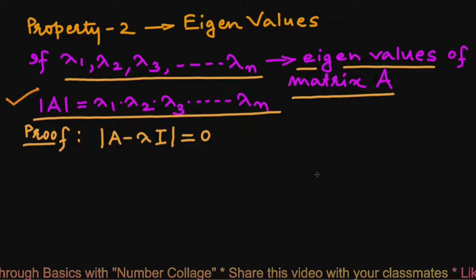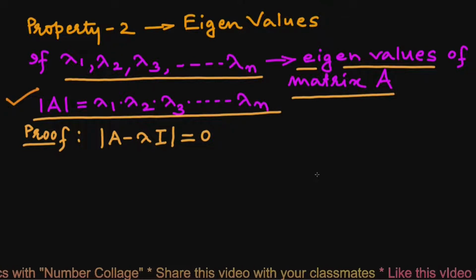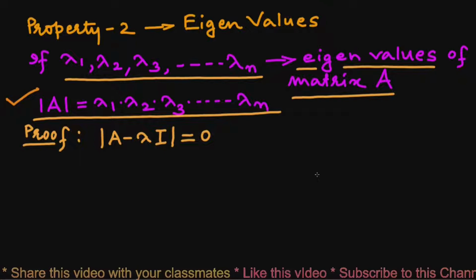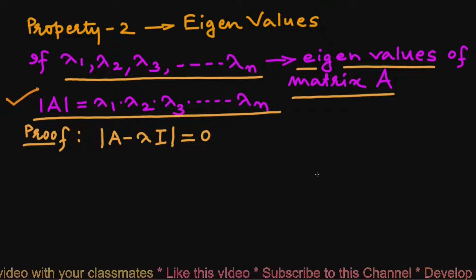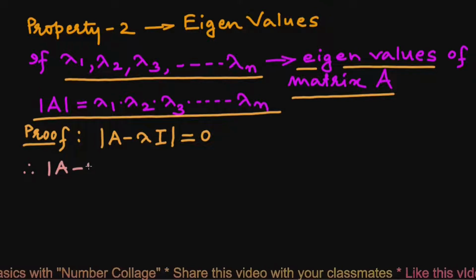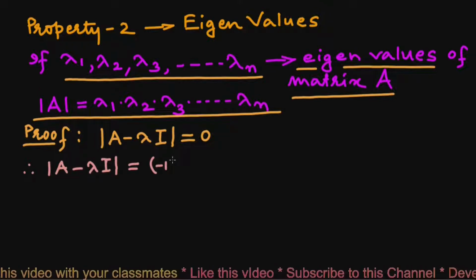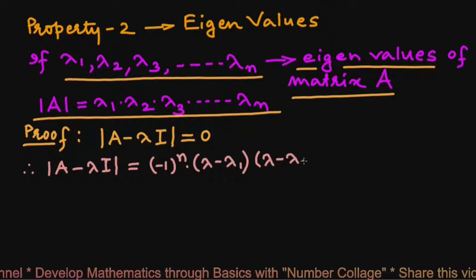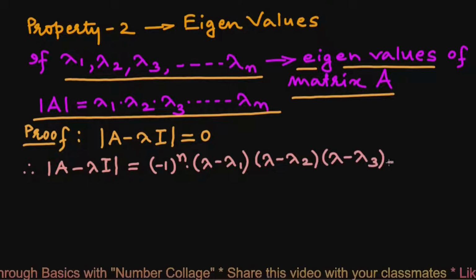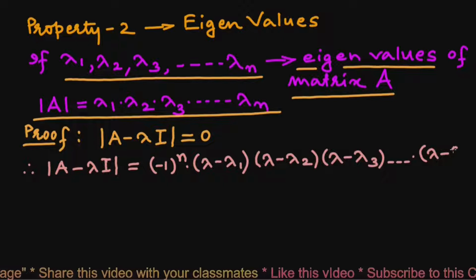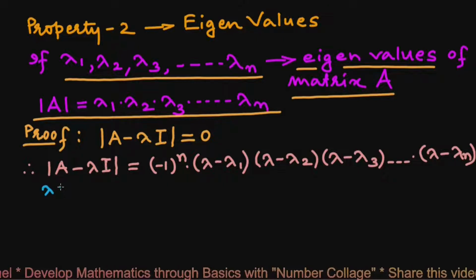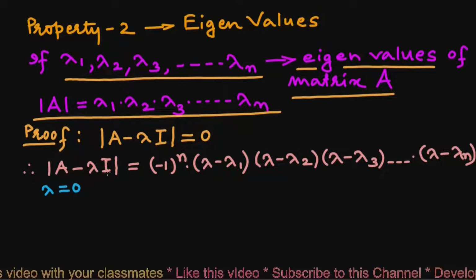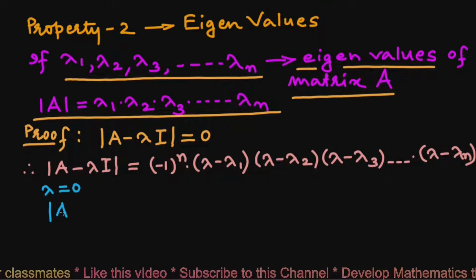Now this characteristic equation will be a polynomial equation whose roots will be the eigenvalues lambda 1, lambda 2, lambda 3, so and so forth lambda n. Therefore we can write determinant A minus lambda I equals -1 power n into (lambda minus lambda 1) into (lambda minus lambda 2) into (lambda minus lambda 3), so on and so forth into (lambda minus lambda n). Here we will put lambda equals 0.